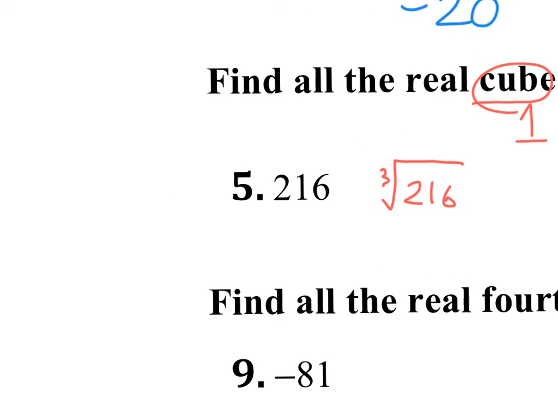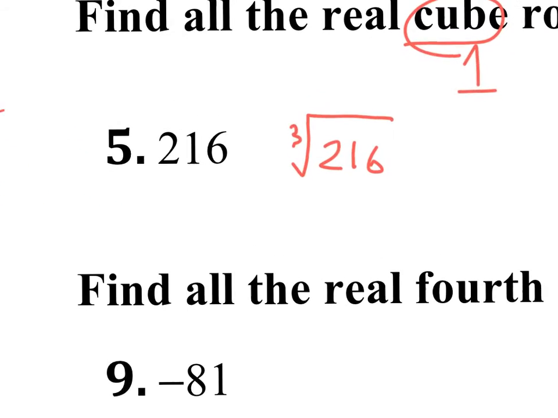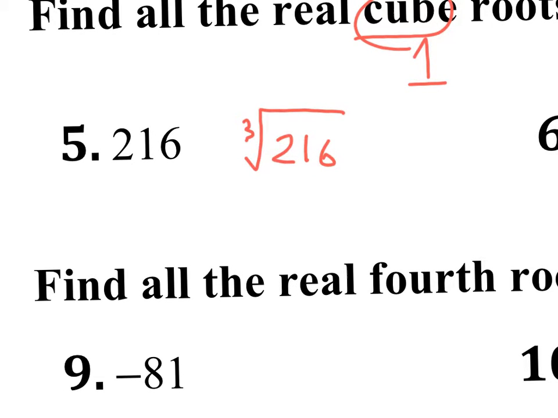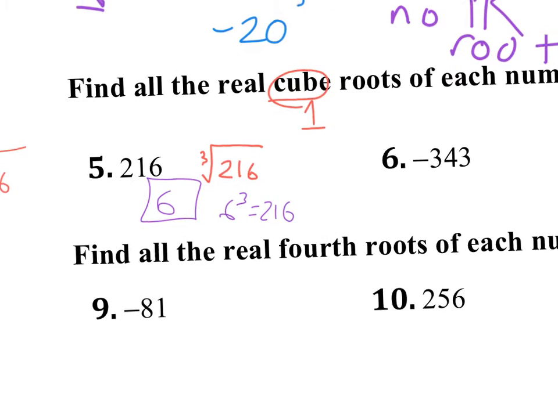Some common mistakes look like this. Some people put the 3 very large, but that means 3 times the square root of whatever number is inside. So just beware of notation there. So the cube root of 216 is 6. So that's my answer, and the reason for that is 6 cubed equals 216.